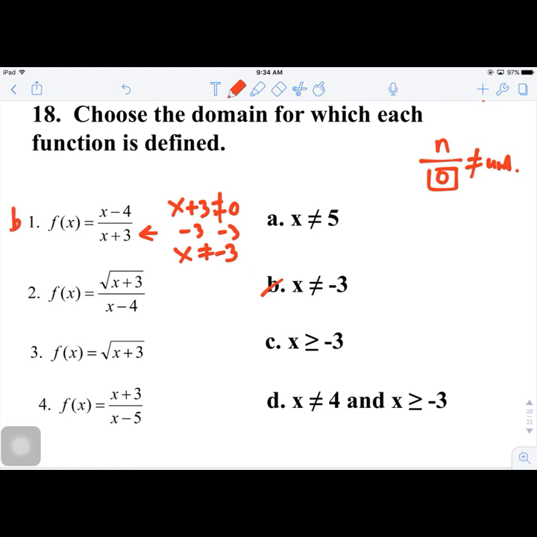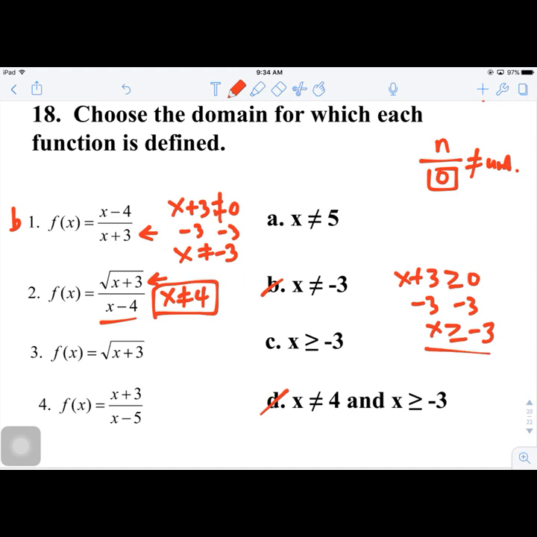Number 2, if we do the same thing, x cannot equal 4, and the other restriction for this one is since it has a square root on top, we cannot take the square root of a negative number, so we must have x plus 3 has to be greater than or equal to 0, and so solving for x, x has to be greater than or equal to negative 3. So we have two restrictions for this one. X cannot equal 4 because of the fraction in the bottom, and because of the square root, x has to be greater than or equal to negative 3. And that looks like answer choice D.